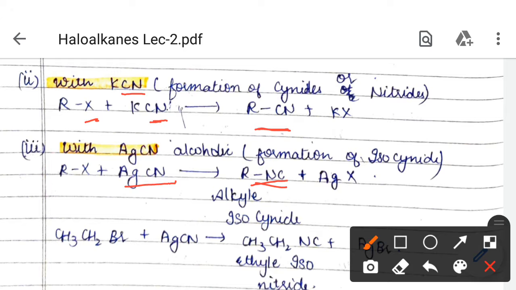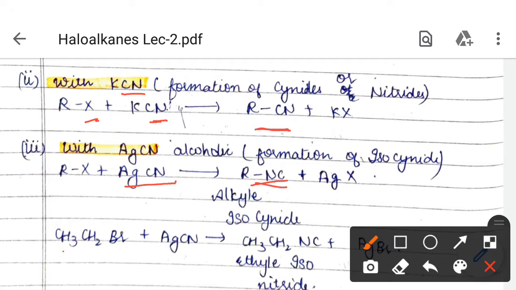This is because KCN has an ionic bond, while AgCN has a covalent bond. So we get cyanide in the first case, and isocyanide in the other case. This we will discuss in the reasoning question next.